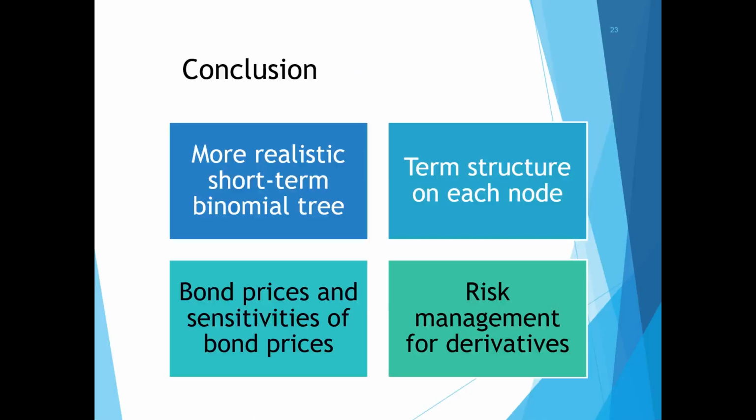So let's conclude this chapter. We introduced a more realistic short-term binomial tree that included fudge factors. We learned how to get the term structure for each node. We learned how to compute bond prices and sensitivities of bond prices under the binomial tree that uses the Vasicek model. And finally, we learned how to do risk management for, in this case, bonds, but in general, we're going to be able to do it for derivatives.